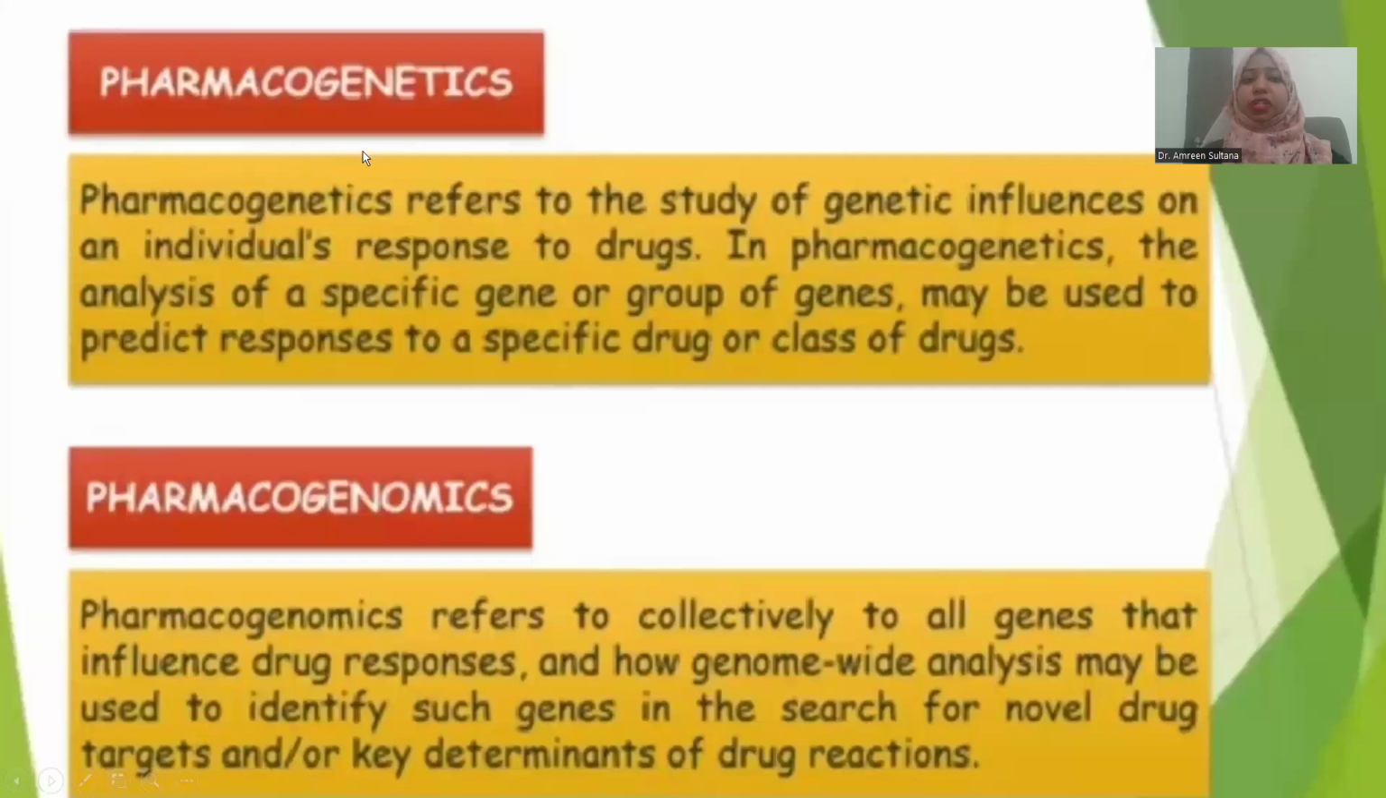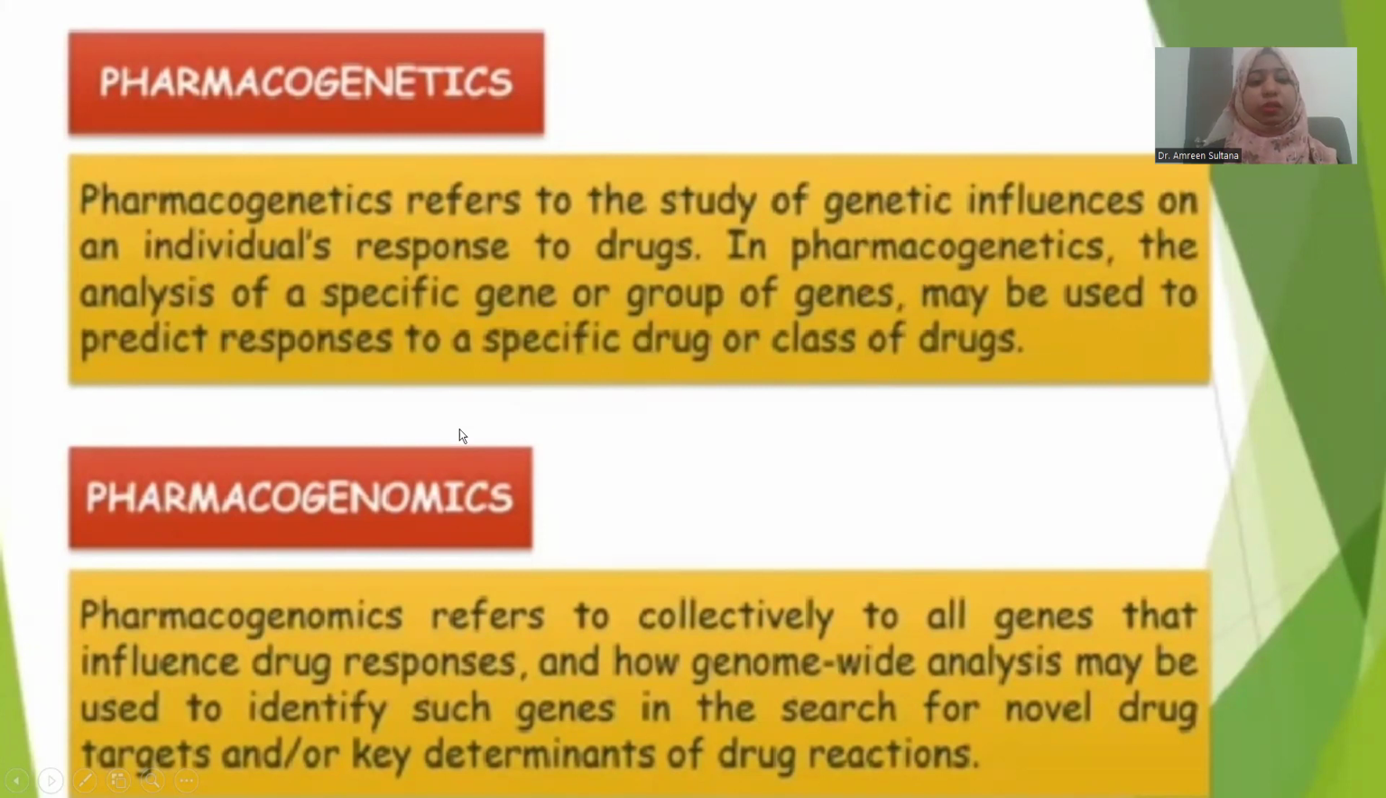So let us start with the definition of pharmacogenetics. Pharmacogenetics refers to the study of genetic influences on the individual's response to drugs. In pharmacogenetics, there is analysis of a specific gene or group of genes. You can take one particular gene or a group of genes, and by taking those genes, you analyze them. It may be used to predict responses to a specific drug or class of drugs. It may be due to one drug or many drugs also.